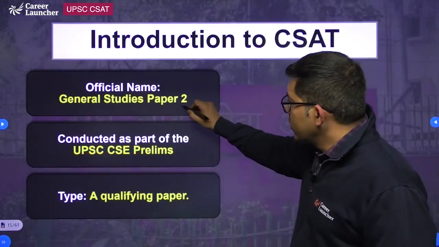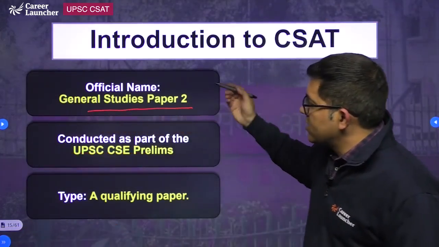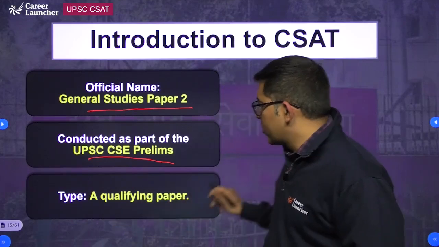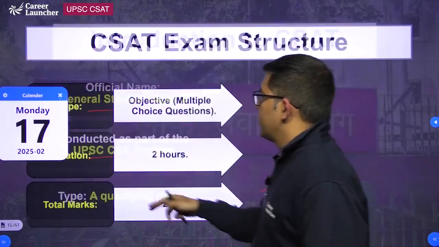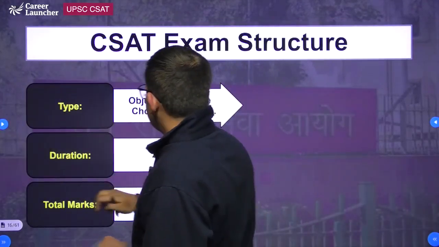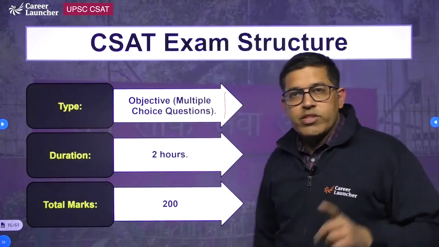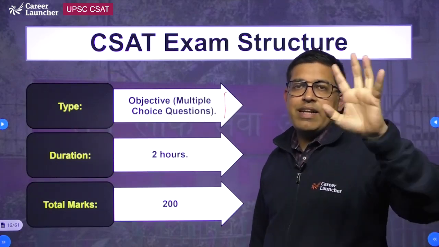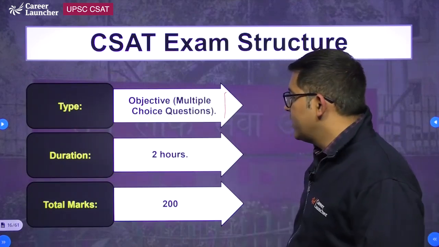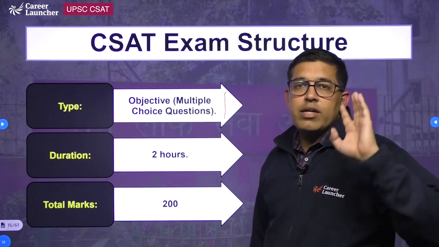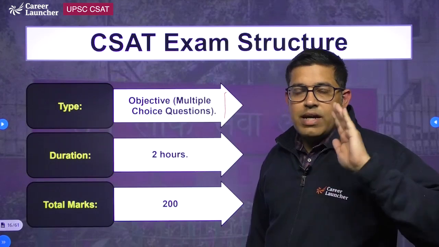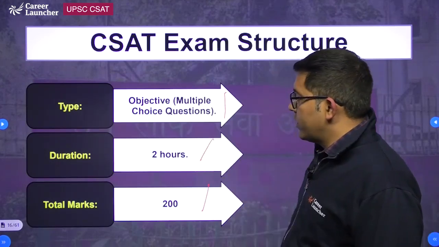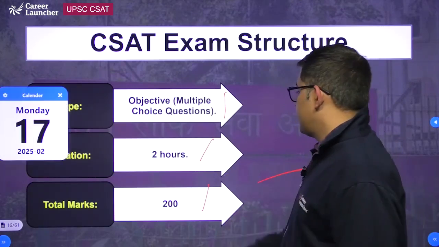As I told you, the official name of CSAT is General Studies Paper 2. It is conducted as part of UPSC Prelims. It's a qualifying paper. You have multiple choice questions in CSAT. There are 4 options, only one right answer. If you mark the right answer, you'll get 2.5 marks. If you mark the wrong answer, you'll get one-third of that as negative marking. It's a 2-hour paper, total 200 marks, 80 questions.